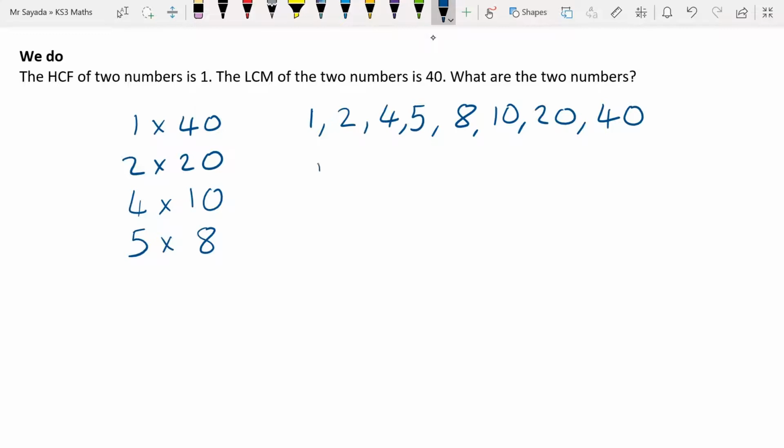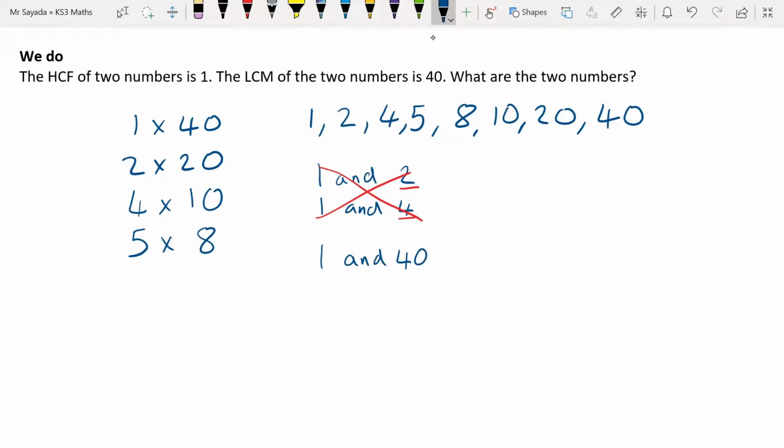So I'm going to start by considering having 1 with any other number. So if I have 1 with any other number, for example, 1 and 2, the highest common factor will be 1, but the lowest common multiple will just be the highest number. If I did 1 and 4, the highest common factor would be 1, but the lowest common multiple would just be the highest number. So the only combination of 1 and something that's going to give me a lowest common multiple of 40 will be 1 and 40. So that's my first possibility.